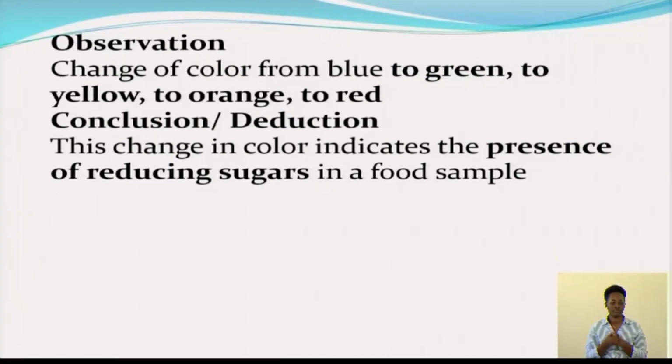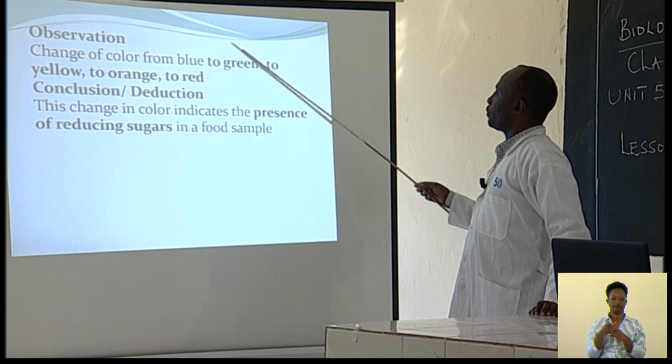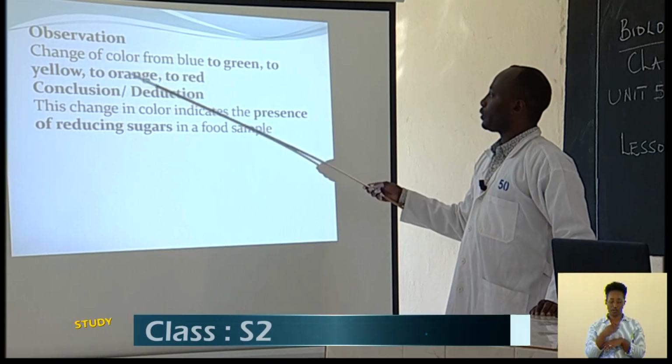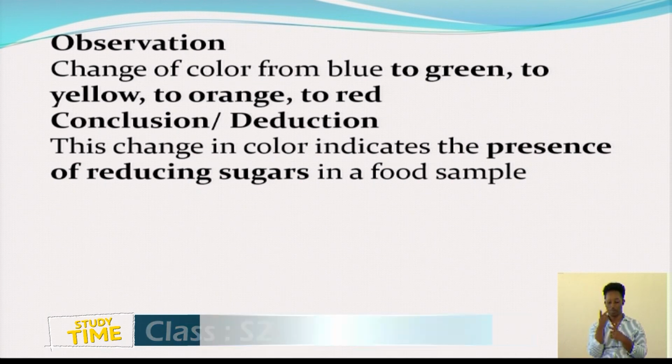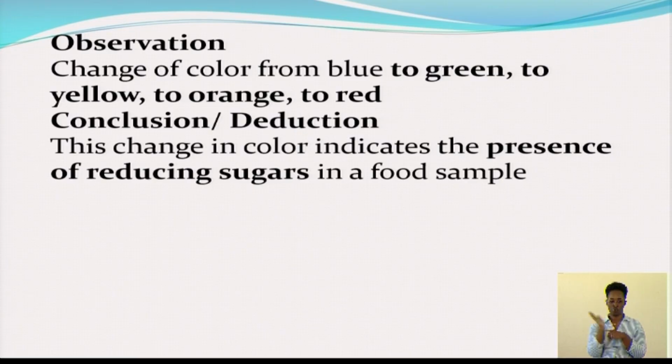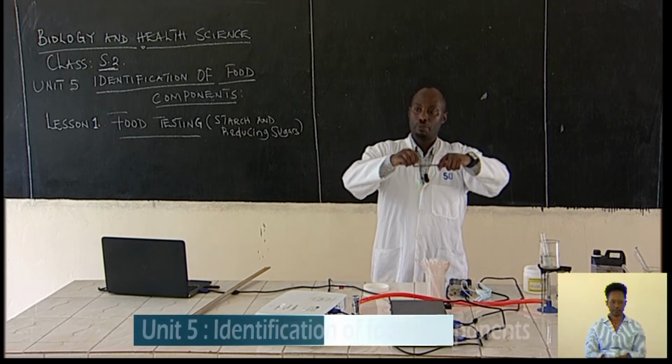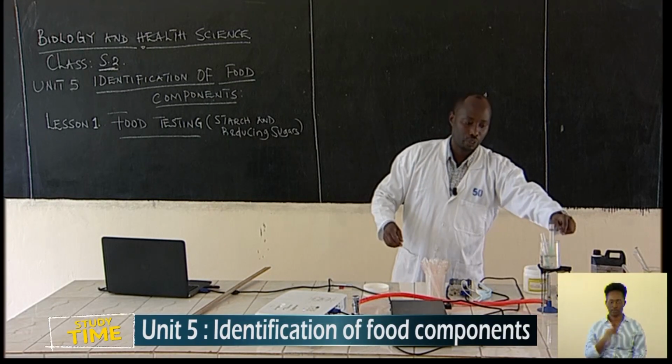Observation: the color is changing from blue, which is the color of the Benedict's solution, to green, then from green to yellow, then from yellow to orange. Automatically, we have already seen the color green. The green color is being observed from the observation we are doing now.